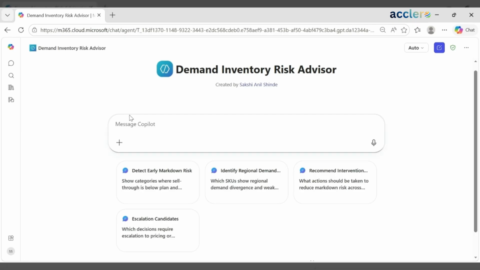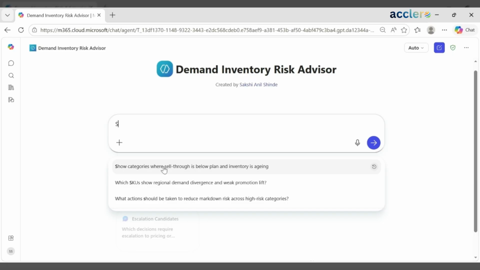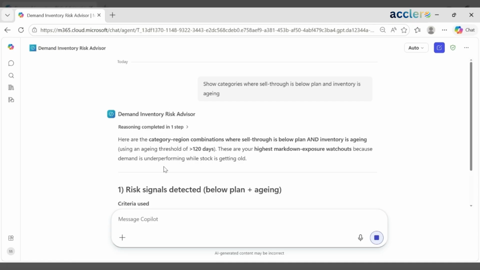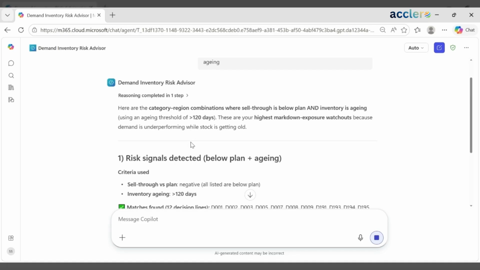So let us test the agent. Here I ask the agent to show the categories where the sell-through is below plan, that is the negative variance, and inventory is aging. So here the agent identifies the categories where the sell-through is consistently below plan, that is negative, and the inventory continues to age, that is beyond 120 days.